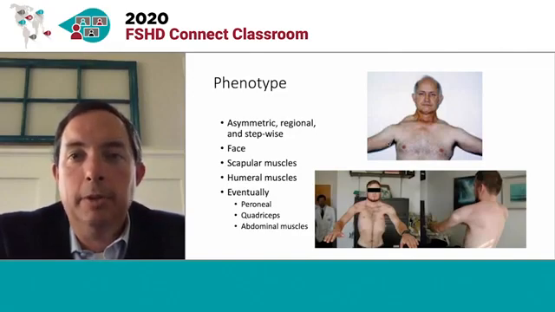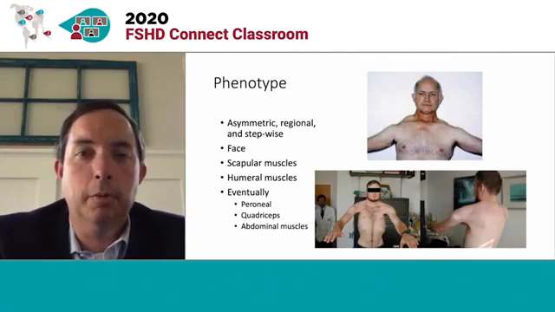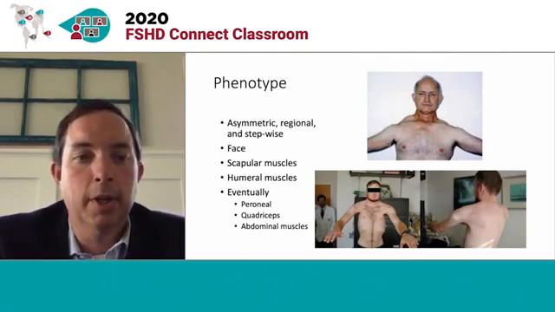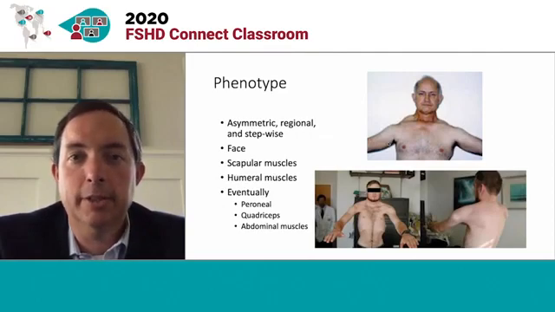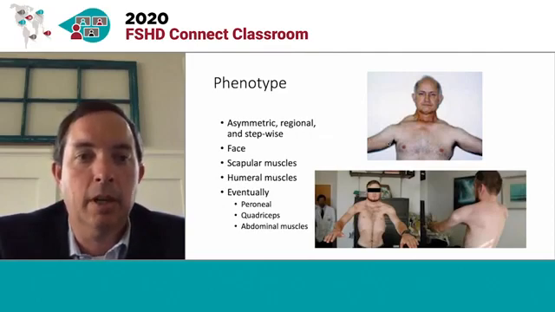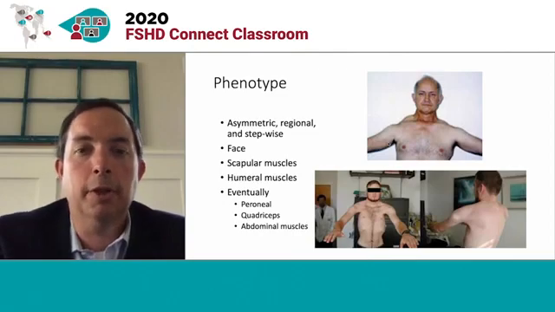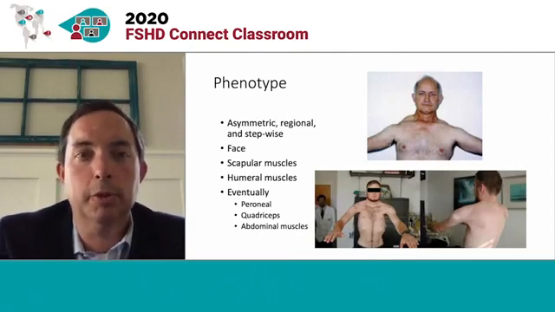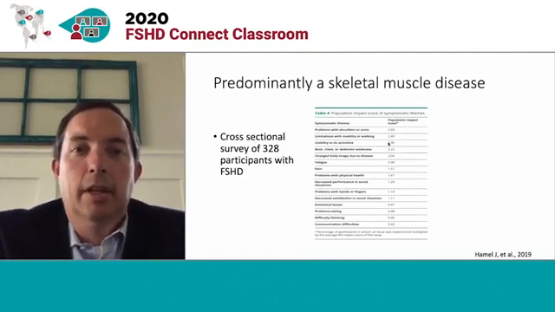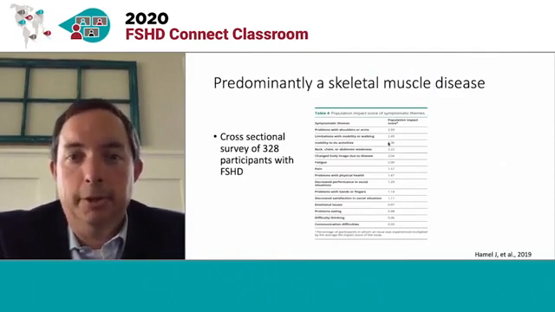There are a couple other points. Because it affects the abdominal muscles, people with FSHD often end up with a bit of a protuberant abdomen despite the number of sit-ups that you're trying to do. It's frankly part of the disease, unfortunately. And it is stepwise. We'll talk a little bit about what progression looks like, but it's certainly not what we consider linear progression, as you see in some of the other forms of muscular dystrophy. It is predominantly a skeletal muscle disease.